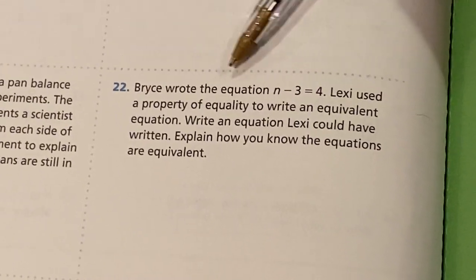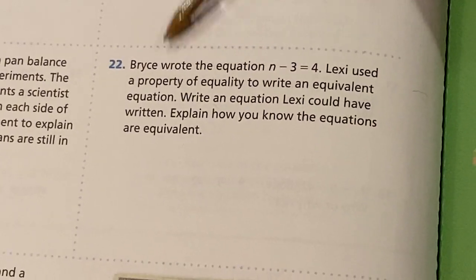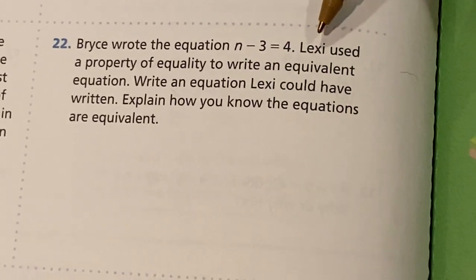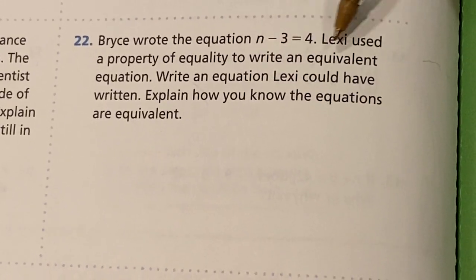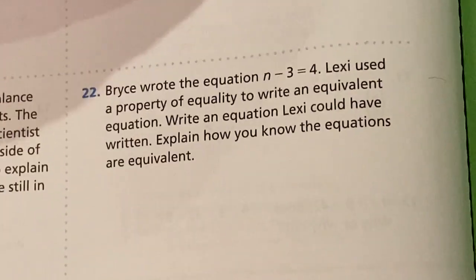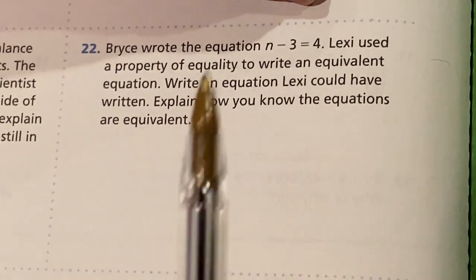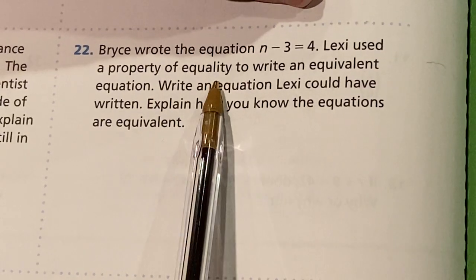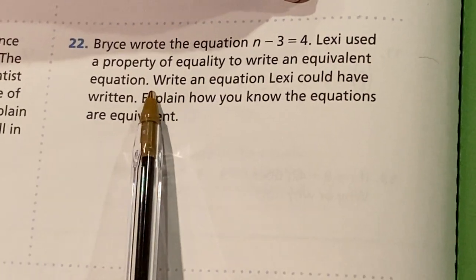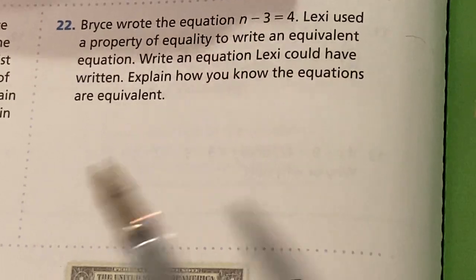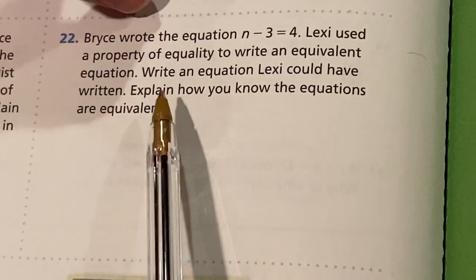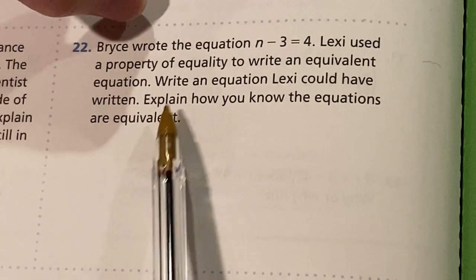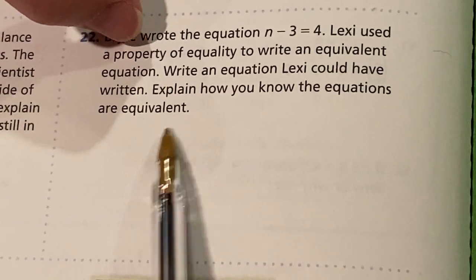Okay, number 22. Bryce wrote the equation n minus 3 equals 4. Lexi used a property of equality to write an equivalent equation. Write an equation Lexi could have written. Explain how you know the equations are equivalent. Okay, so he wrote n minus 3 equals 4. And then Lexi used one of the properties of equality to write an equivalent equation. So write an equation that Lexi could have written. So just make up an equation that is equal to this and explain how you know that they're equivalent or equal.